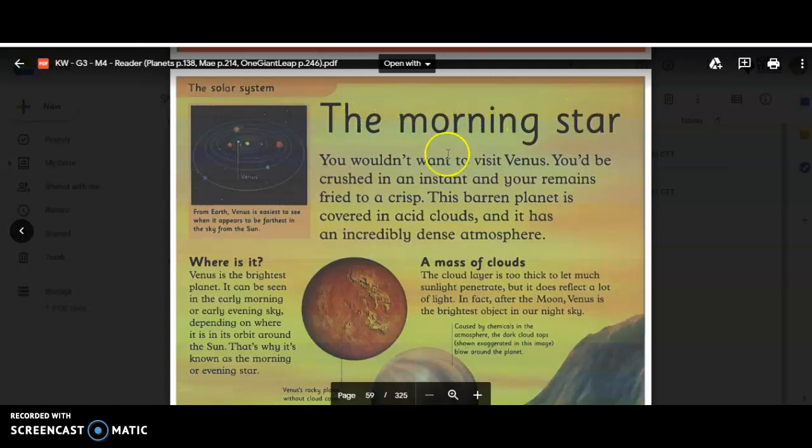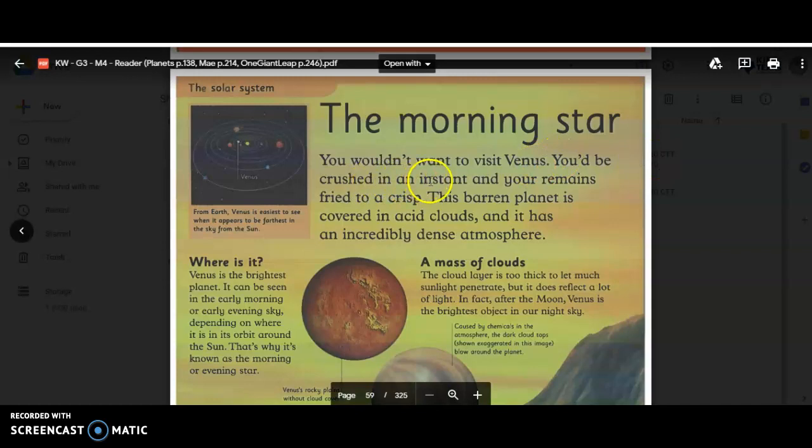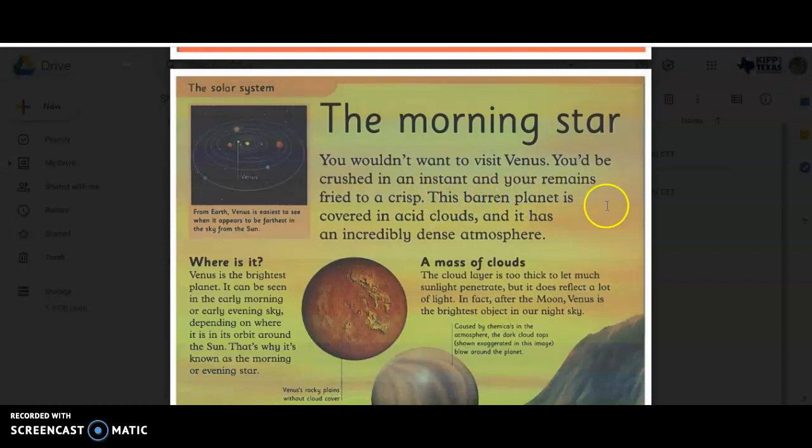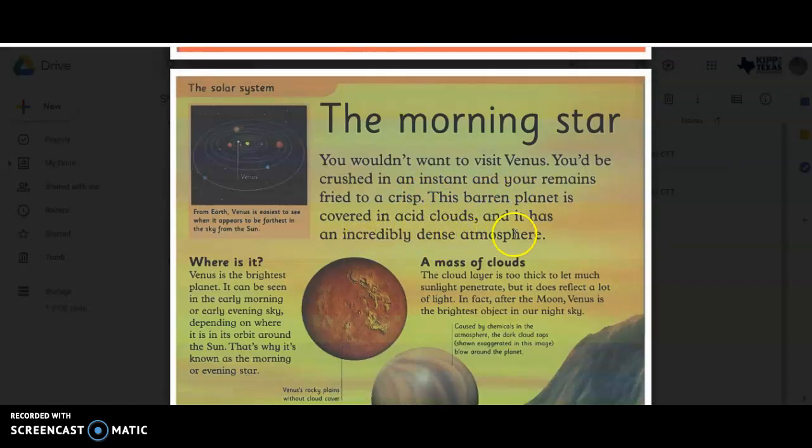So the morning star. You wouldn't want to visit Venus. You'd be crushed in an instant and your remains fried to a crisp. This barren planet is covered in acid clouds and it has an incredibly dense atmosphere. I'm going to move over to this little illustration right here. From Earth, Venus is easiest to see when it appears to be furthest in the sky from the sun. So even though it looks like it's the furthest away, it's actually easiest to see.